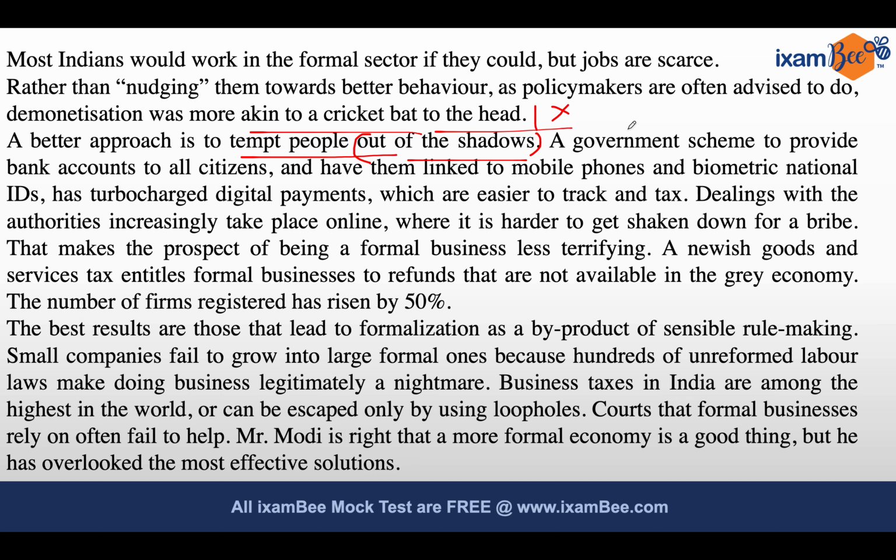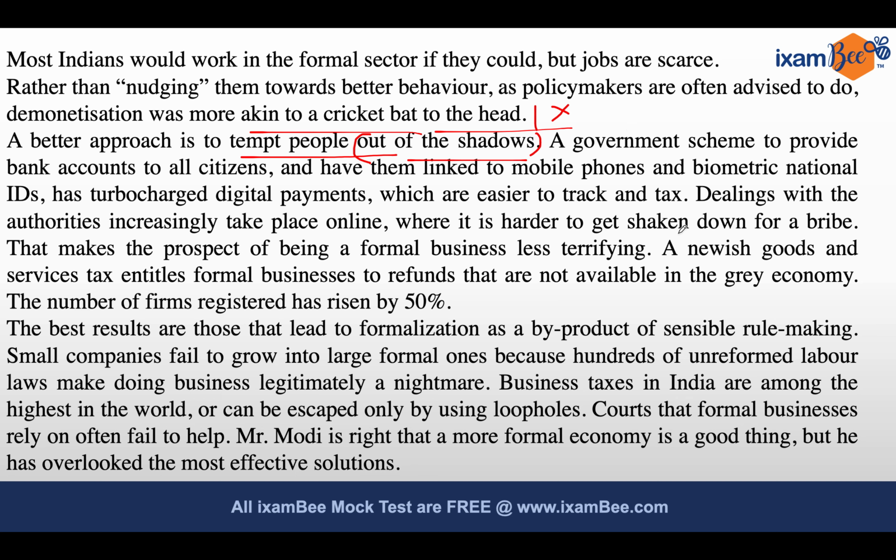So, what are we supposed to do? The government's scheme to provide bank accounts to all citizens and have them linked to mobile phones and biometric national IDs has turbocharged digital payments. So, what is important is framing and implementing a policy that's going to benefit everyone, all sections of the people. A good thing would be to digitalize the biometrics, so that tax payments are very easy to track. Yes, it can be tracked.